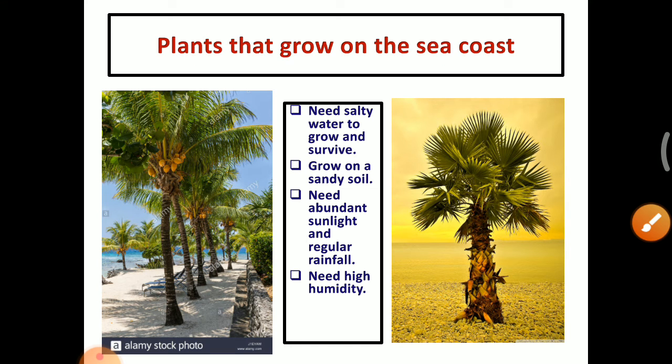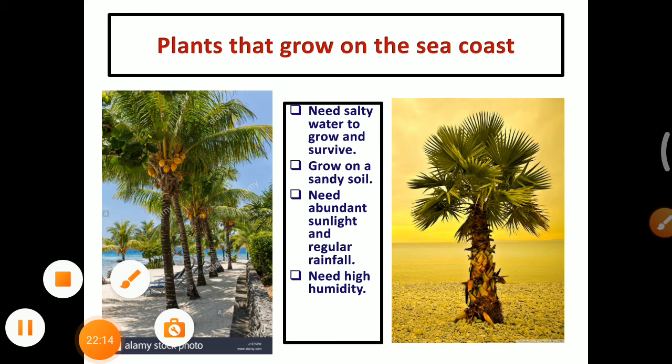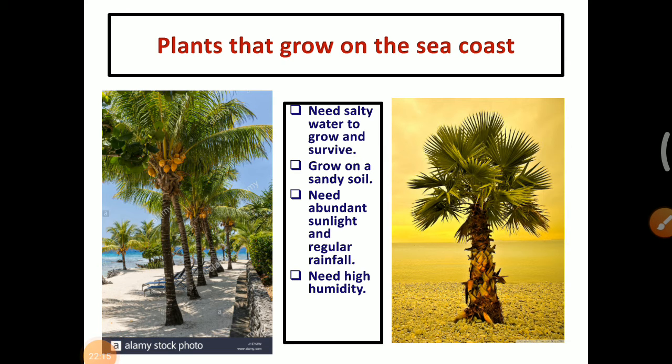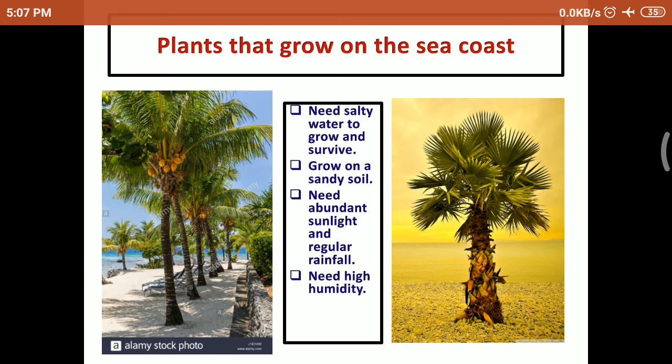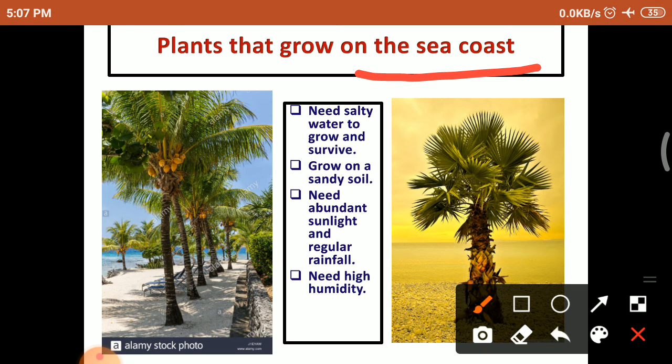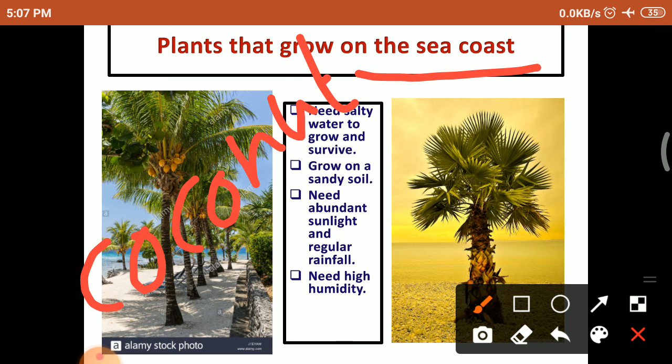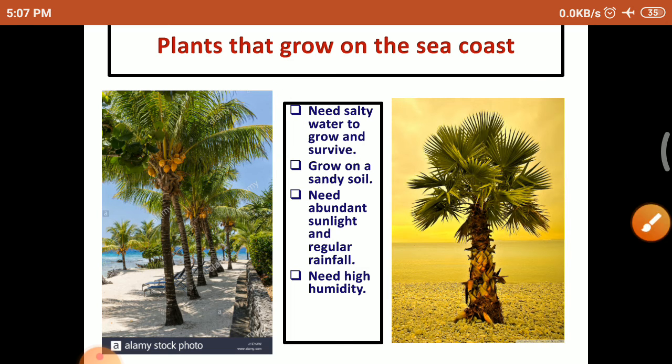The next one, plants that grow on the sea coast. So what are the plants that grow near the sea? Look at this image. This is a coconut tree, and this is a palm tree. So these two trees grow near the sea. So what features do these plants have?